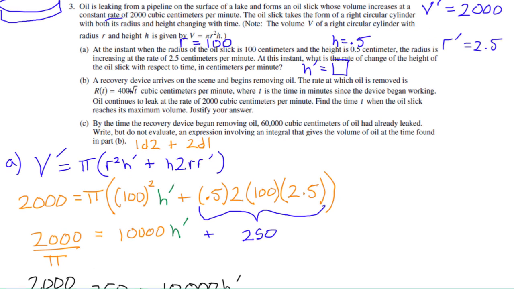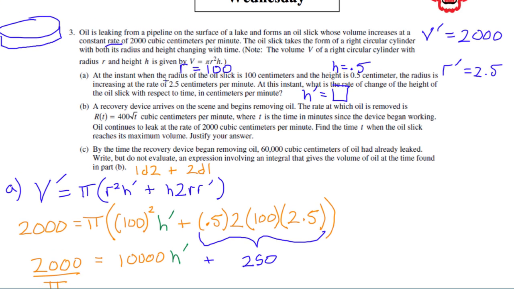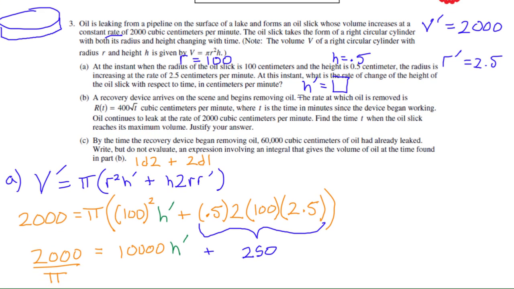All right, B. A recovery device arrives at the scene and begins removing oil. Okay, so oil, this was a positive rate. Now it's going to remove oil. The rate at which the oil is removed is this function, where t is in minutes. Oil continues to leak at a rate of 2,000 cubic centimeters per minute. So V prime is still 2,000. Find the time at which the oil slick reaches its maximum volume.